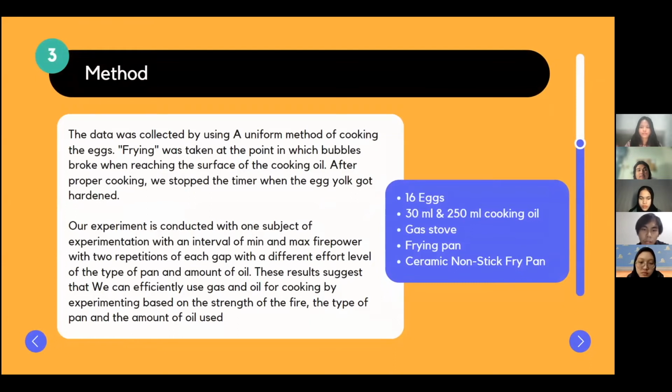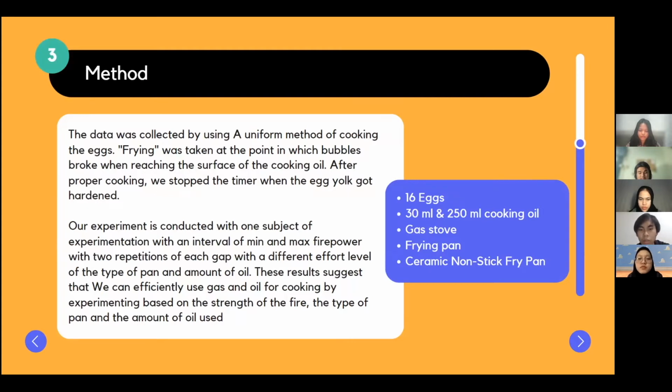The data was collected by using a uniform method of cooking the eggs. Frying was timed from the point at which bubbles broke through the surface of the cooking oil. After proper cooking, we stopped the timer when the egg yolk hardened. Our experiment is conducted with one subject of experimentation, with an interval of minimum and maximum firepower with 2 repetitions of each setting, with different levels of the type of pan and amount of oil. These results suggest that we can efficiently use gas and oil for cooking by experimenting based on the strength of the fire, the type of the pan, and the amount of oil used.